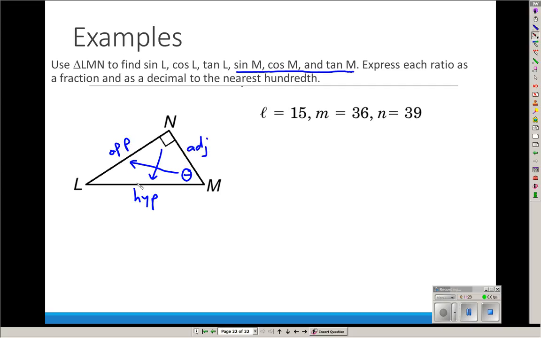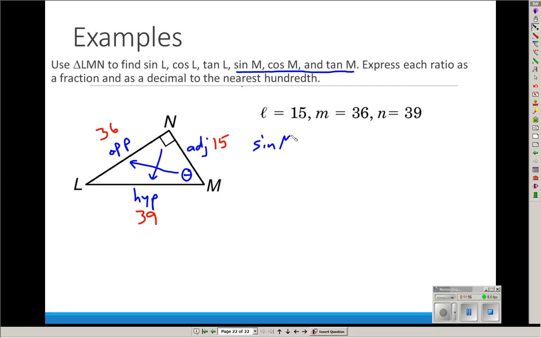My side lengths are still the same. Across from L is still 15. Across from M is 36. And across from N is 39. Now the hypotenuse is still 39. Opposite used to be 15, now it's 36. Adjacent used to be 36, and now it's 15, so those have switched places.